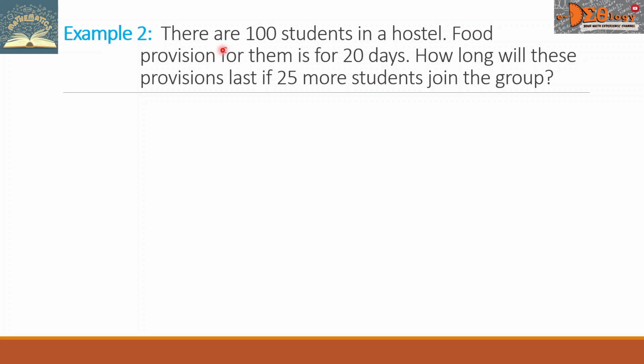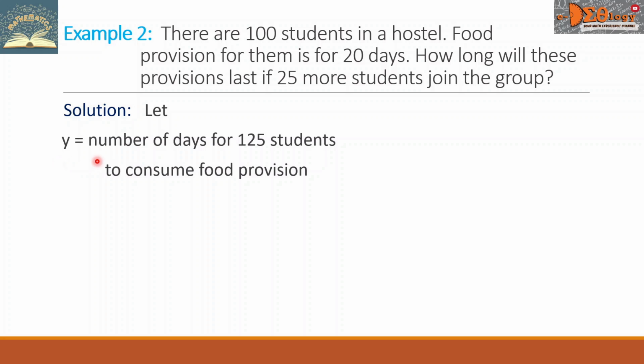Example 2. There are 100 students in a hostel. Food provision for them is for 20 days. How long will these provisions last if 25 more students join the group? We let y equal the number of days for 125. That is, this original 100 students plus 25 extra. So total is 125 to consume food provision.